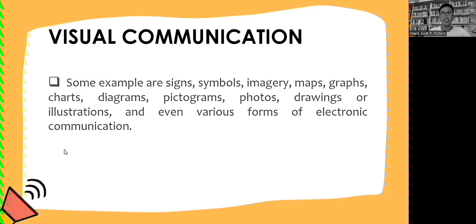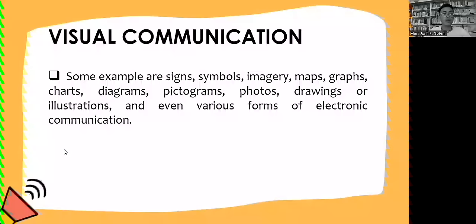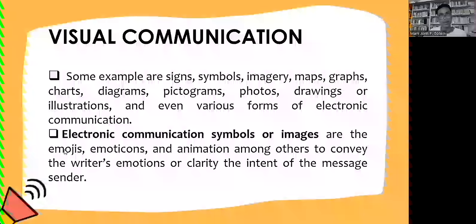And visual communication, some examples are signs, symbols, imagery, maps, graphs, charts, diagrams, pictograms, photos, drawings, or illustrations, and even various forms of electronic communication is considered as a visual communication. So what is electronic communication, symbols, or images? So they are the emojis nga ginagamit sa pag-text or sa the way on how we communicate on social media. Gamit ang mga emojis or emoticons or even animation or kind of GIFs among others to convey the writer's emotion or clarity, the intention of the message sender.